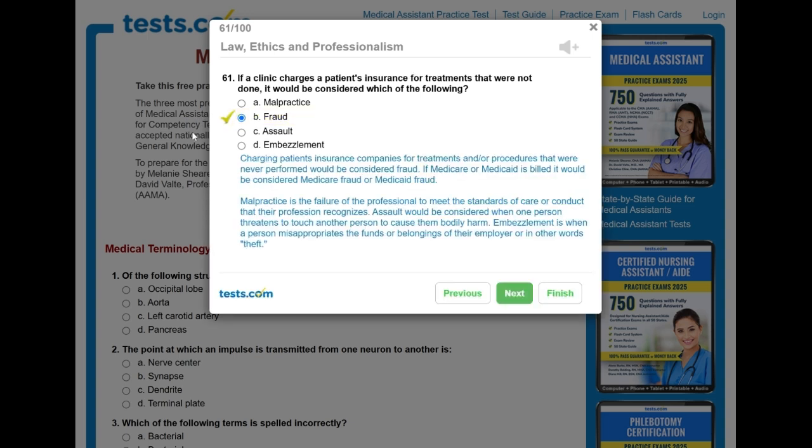B. Fraud. Charging patients' insurance companies for treatments and/or procedures that were never performed would be considered fraud. If Medicare or Medicaid is billed, it would be considered Medicare fraud or Medicaid fraud. Malpractice is the failure of the professional to meet the standards of care or conduct that their profession recognizes. Assault would be considered when one person threatens to touch another person to cause them bodily harm. Embezzlement is when a person misappropriates the funds or belongings of their employer, or, in other words, theft.